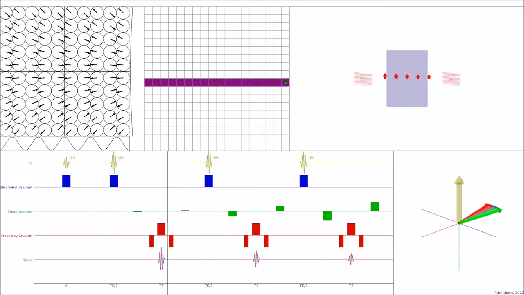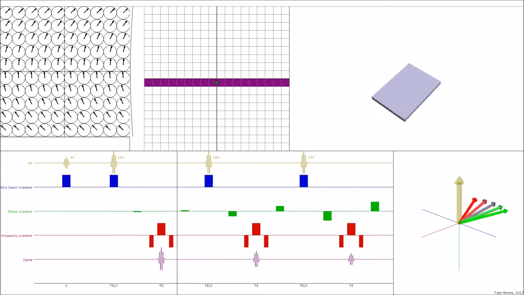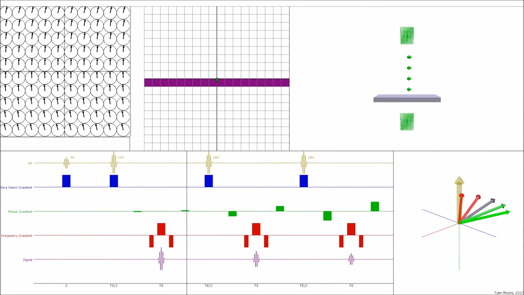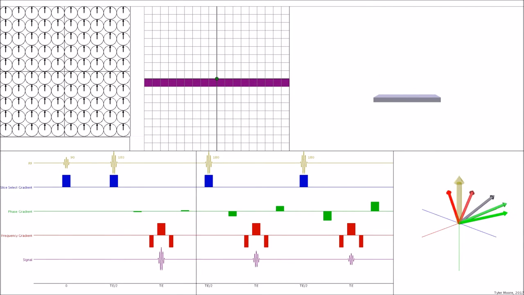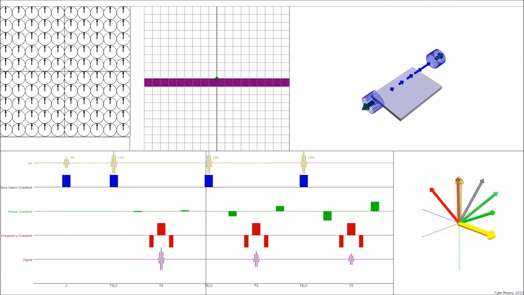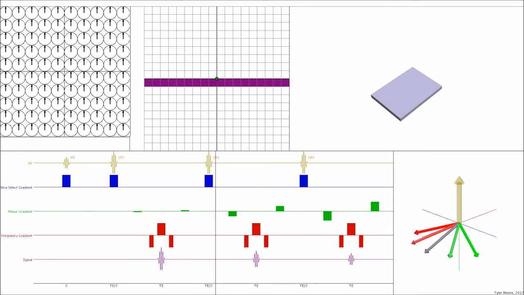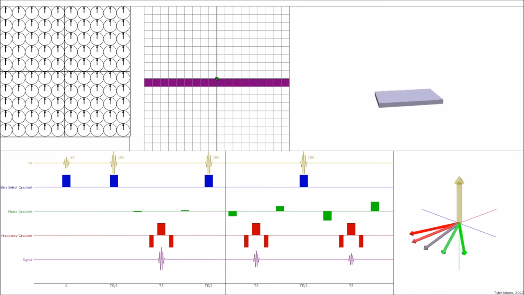Also note that when the signal is measured, k-space becomes filled with data. This is represented by those pixels in k-space being filled with the color purple, our color for the signal. K-space is only a representation of what's going on in real space, though.